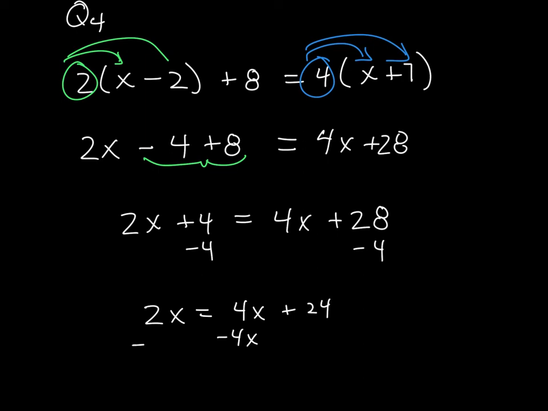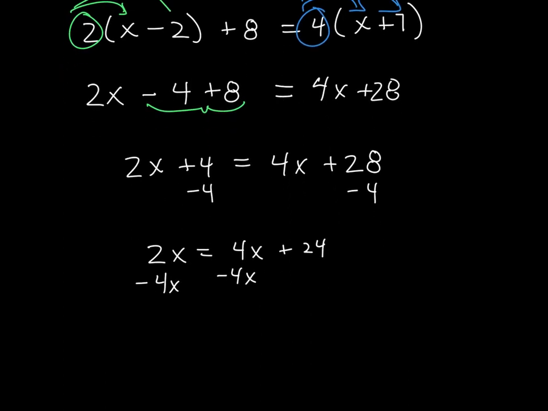Subtract 4x from both sides. And then you would be left with negative 2x is equal to 24. Divide both sides by a negative 2. And your final answer here will be x is equal to negative 12.